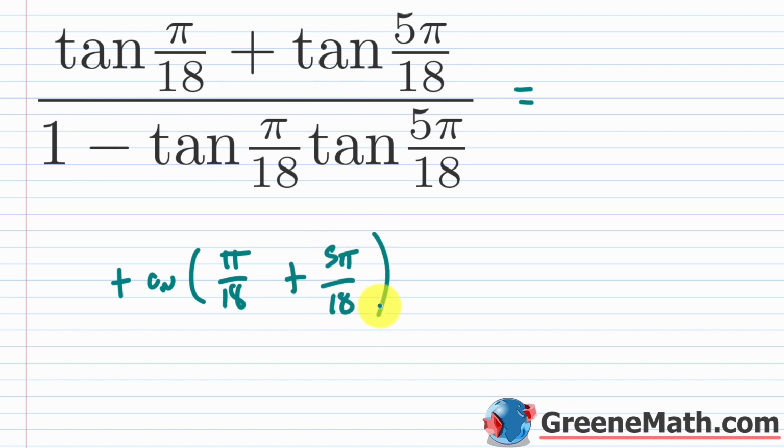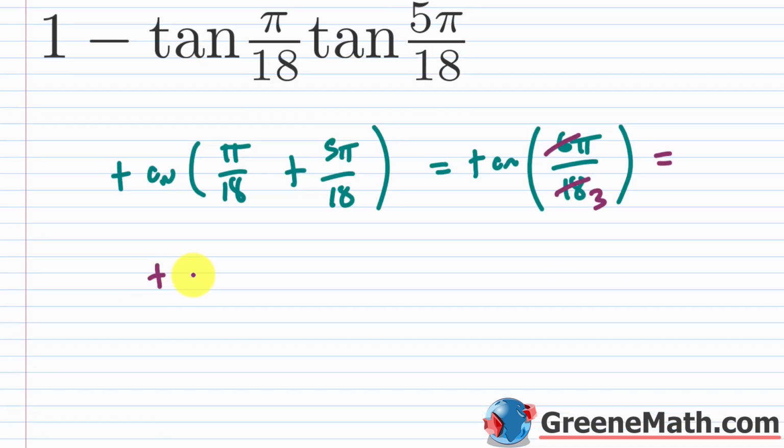Okay, so I already have a common denominator, so I'll just say this is the tangent of 5 pi plus pi, which is going to be 6 pi. So this is 6 pi over your common denominator of 18. Between 6 and 18, you have a common factor of 6. So 18 divided by 6 would be 3. Of course, 6 divided by 6 is 1. So this would be the tangent of pi over 3.